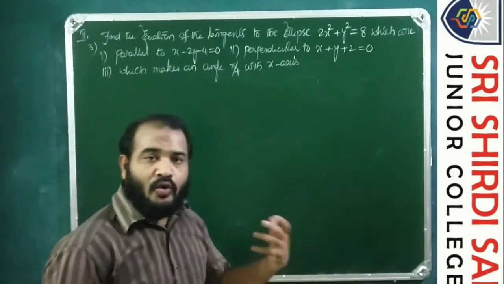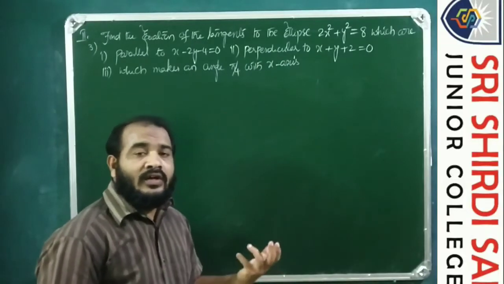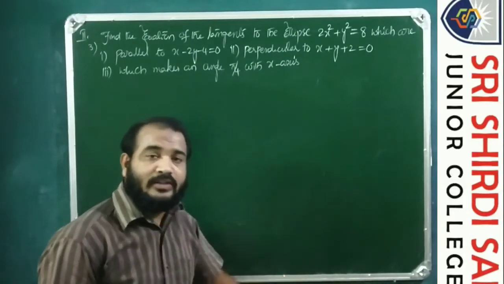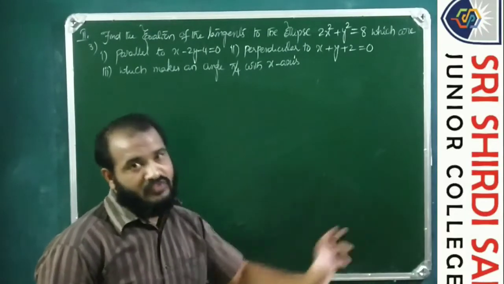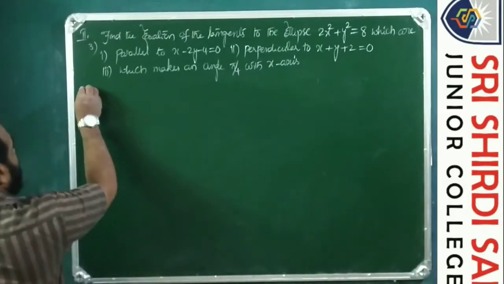So if slope we are getting, then what is the equation of the tangent in the slope form? Slope form of the tangent, y equals mx plus or minus square root of a square m square plus b square. So with that we can easily find it.